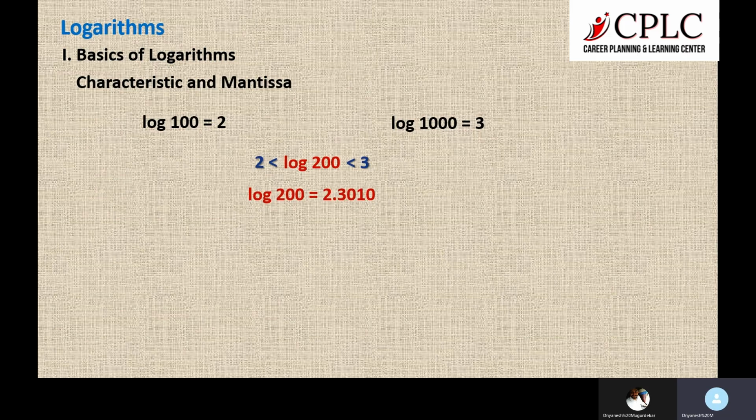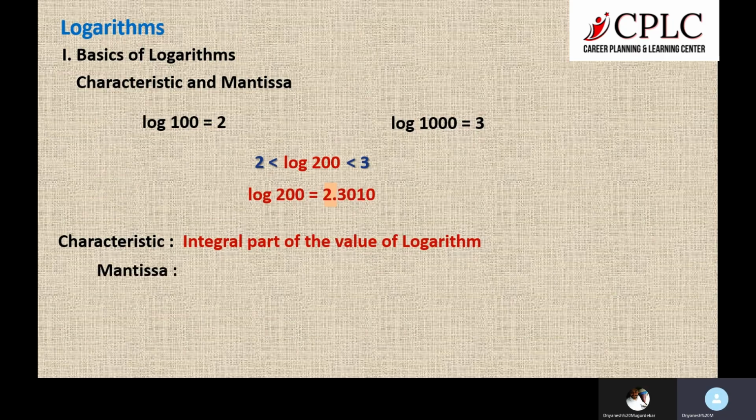2.3010. So whenever you take a log of any number and you get an answer in both integer as well as a fraction format, in a decimal format, the characteristic is called the integer part of the answer. In this case, it is 2. The characteristic is defined as the integer part of the answer, which is 2 in this case, and the mantissa is defined as the decimal part of the answer. So the decimal part of the answer is 0.3010, which is the mantissa in this case.